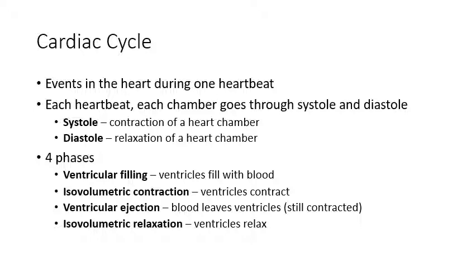You should have both atria going through systole and diastole at the same time, and the same thing for both ventricles. The cardiac cycle is divided into 4 phases. First, you have the ventricular filling phase, during which the ventricles fill with blood. Then you have the isovolumetric contraction phase, during which the ventricles contract. Then you have the ventricular ejection phase, during which blood leaves the ventricles and the ventricles are still contracted. And then finally, the isovolumetric relaxation phase, where the ventricles relax. And then they're still relaxed in the ventricular filling phase. So now we'll go through what happens in each of those phases.